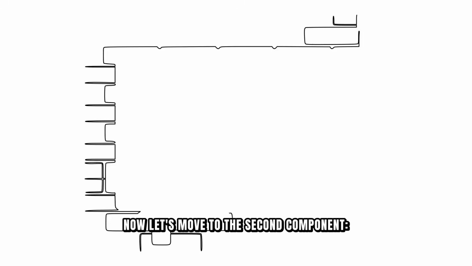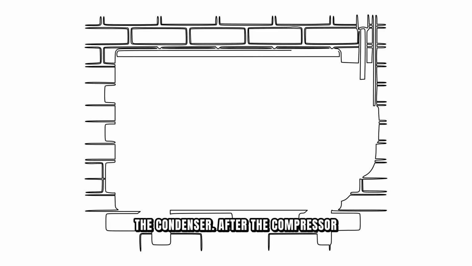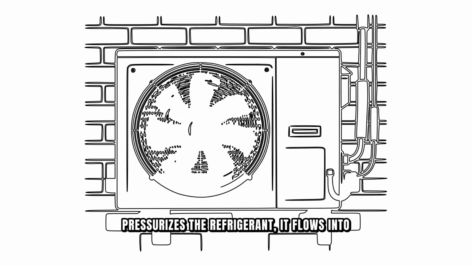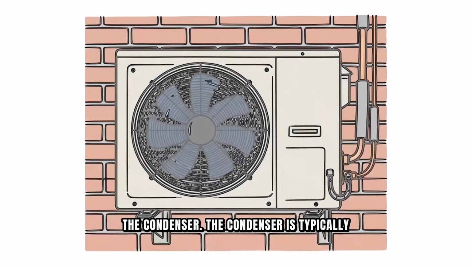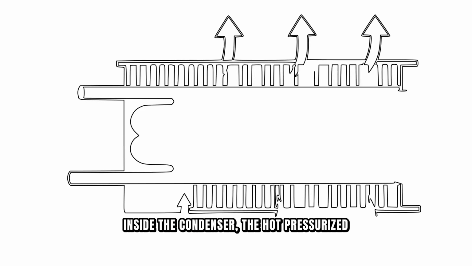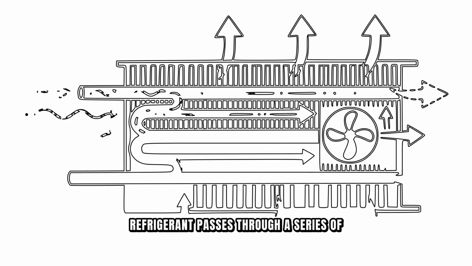Now let's move to the second component, the condenser. After the compressor pressurizes the refrigerant, it flows into the condenser. The condenser is typically located outside your home, and it's the part you can see when you look at an outdoor air conditioning unit. Inside the condenser, the hot pressurized refrigerant passes through a series of tubes.